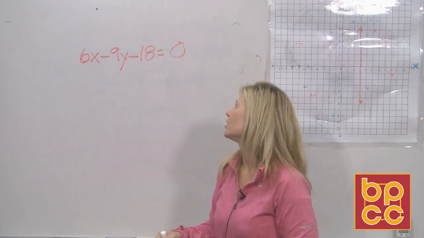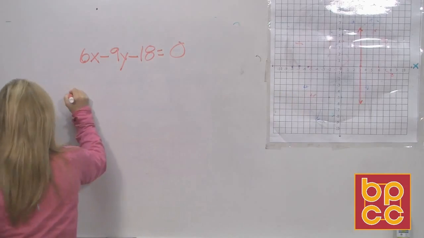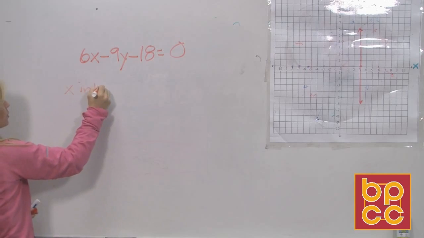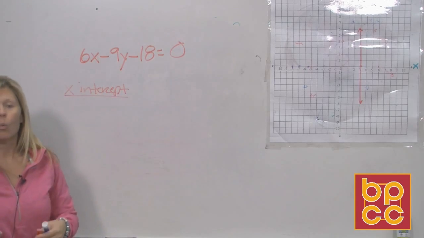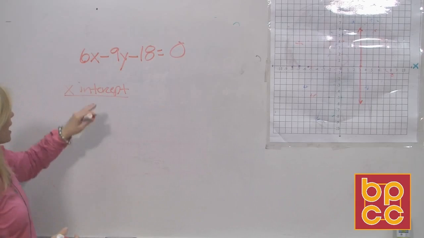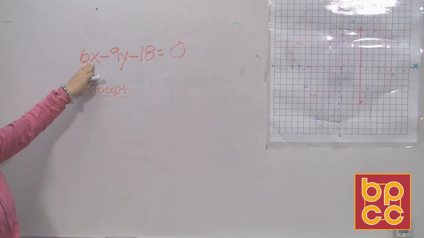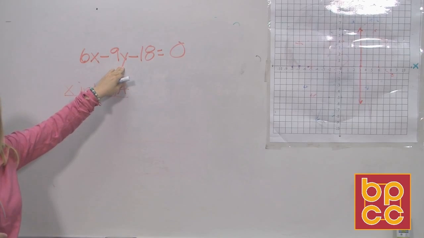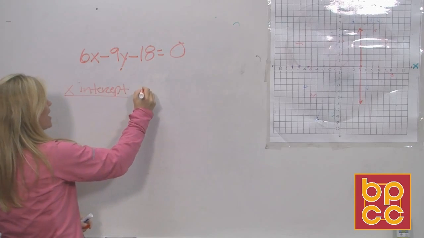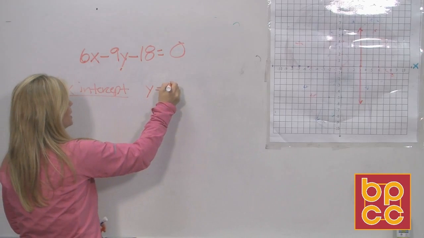So the rule is, if I want to find an x-intercept, I want to know what x is. I want to solve for x. Well, if I want to solve for x, I got to get rid of this other variable, y. And the only number that's going to get rid of it is using 0. So to find an x-intercept, you let y be 0.